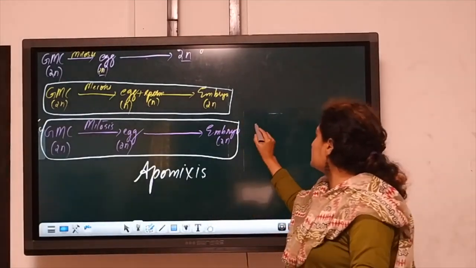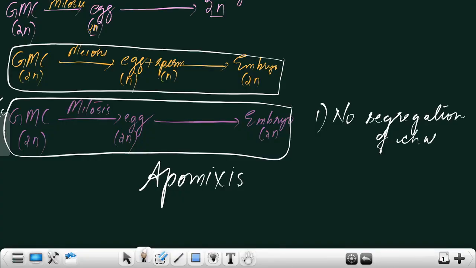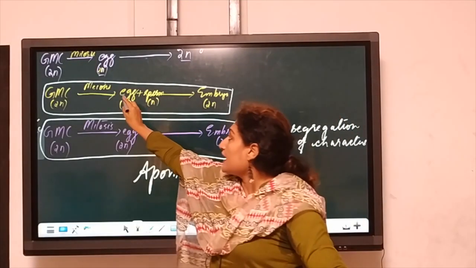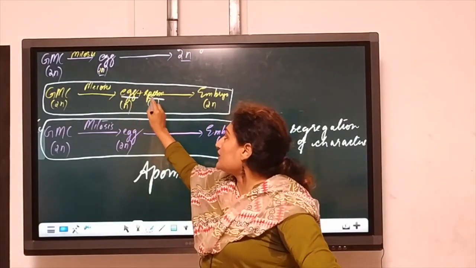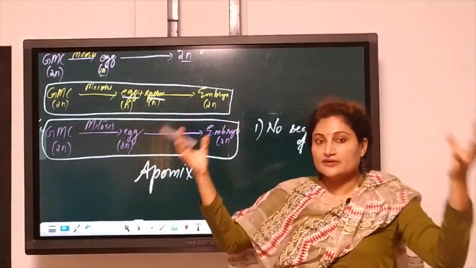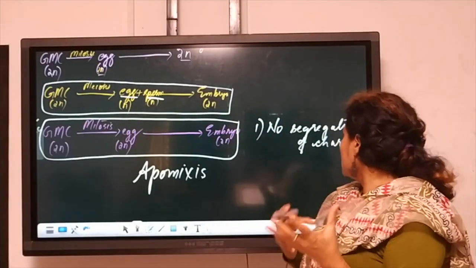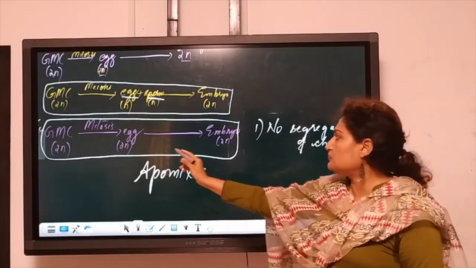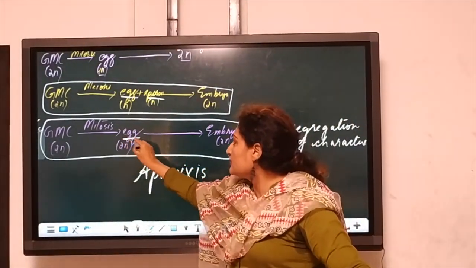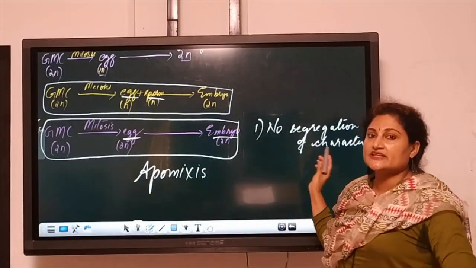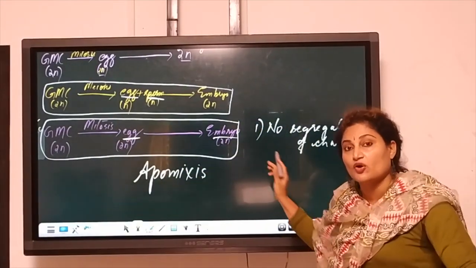One reason is there's no segregation of characters. Why is there no segregation of characters? It's not the product of sexual reproduction. In sexual reproduction, egg from one parent and sperm from another parent fuse, so there is recombination, or segregation of characters. Here it's pure. The character of the egg is found in the embryo. So no segregation of characters, and we get pure lines.